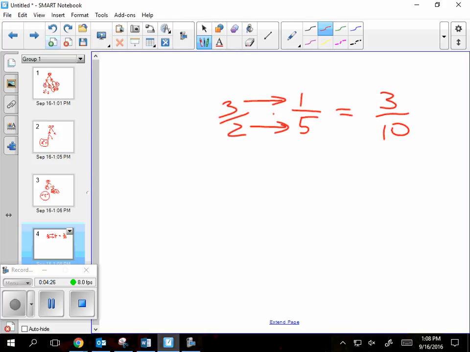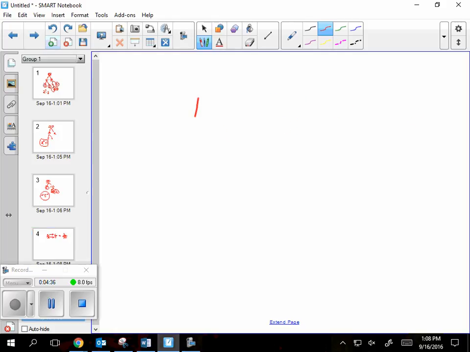All right? So that's it. 3/10. Done. You don't multiply these two because what a fraction bar means is divide. So that's 3 divided by 10. All right, so let's try 1/5 times 4/3. Tell me what you get. 4/15. It is that easy.